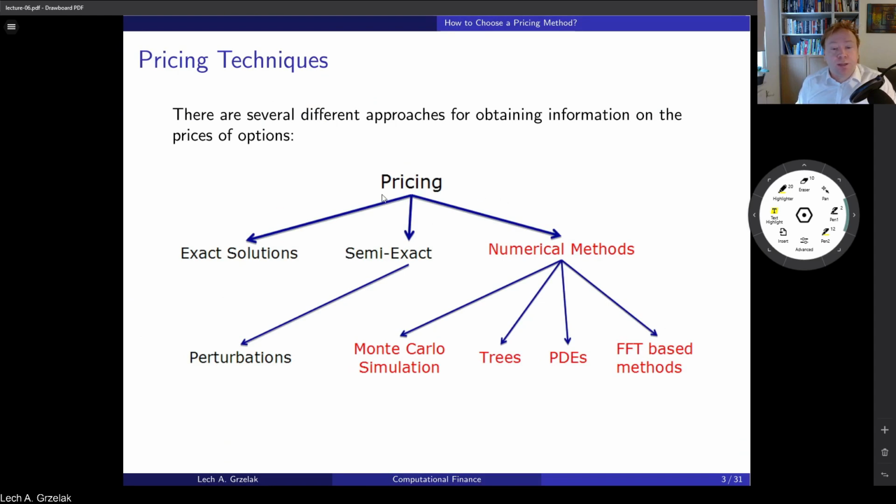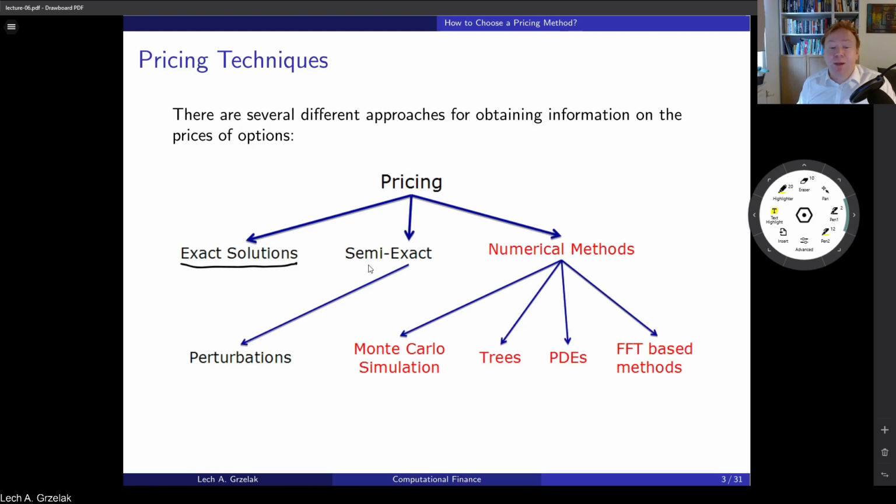Now let's take a look. I also made some specification of what type of pricing and type of solutions we have. If we have a model, we came up with stochastic differential equations, we have a payoff, then we can have either an exact solution. This is something that we have seen already in the case of the Black-Scholes model, for example, arithmetic Brownian motion. Those simple models we can typically price analytically.